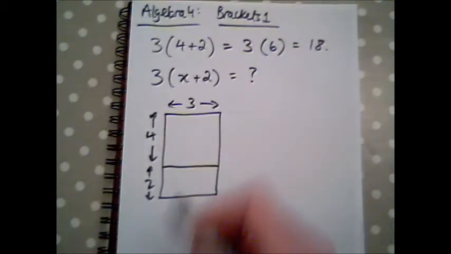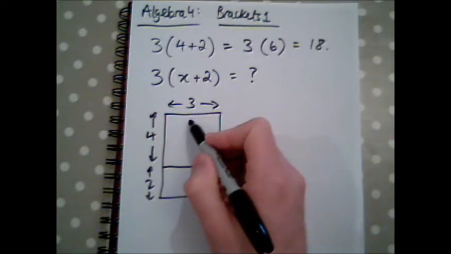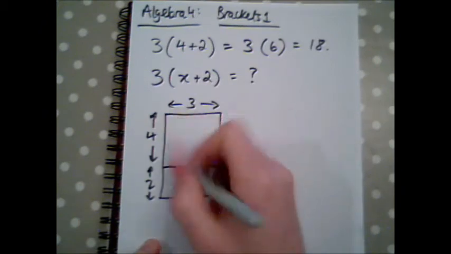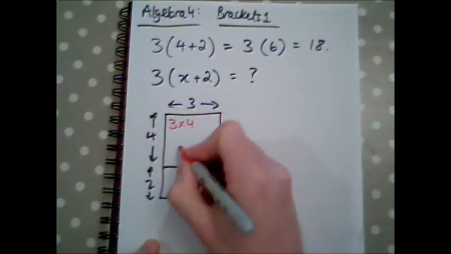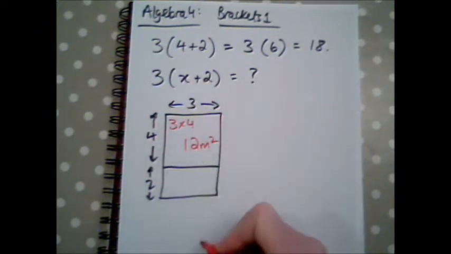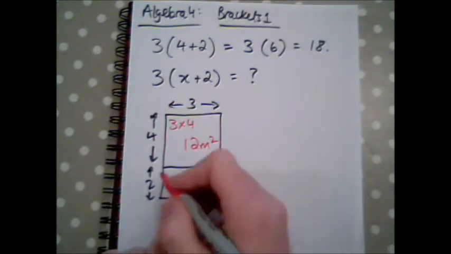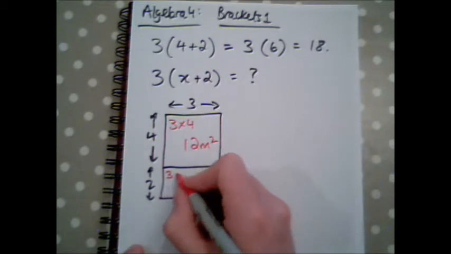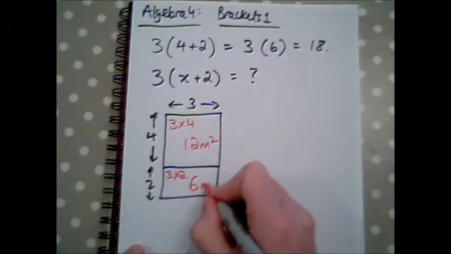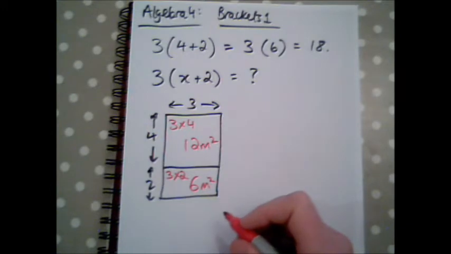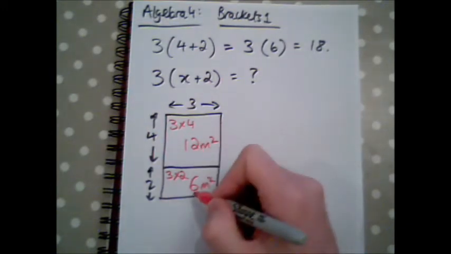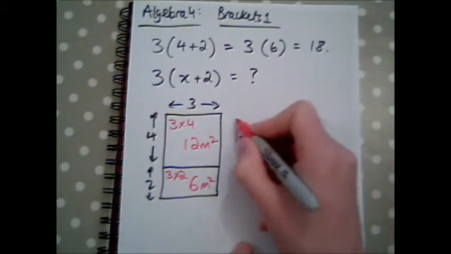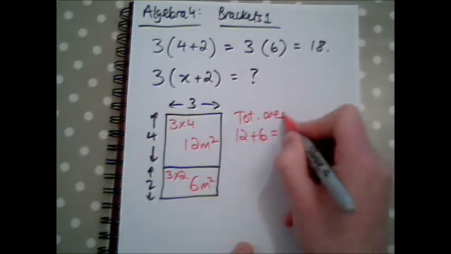Well, one way to do it would be to get the area of each of the separate bits. So this first bit of the field here is a 3 by 4 rectangle. So 3 by 4, so that's 12 meters squared. And the second one here, it's height of 2, and it's also got a width of 3. So that's 3 by 2. So that's 6 meters squared. So the total area is 12 and 6. So 12 plus 6 equals 18 meters squared. So that's the total area.